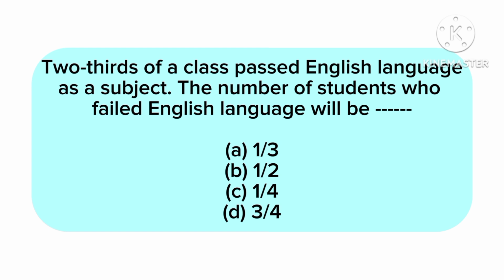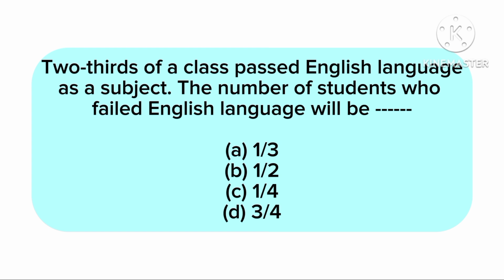If a class is divided into 3 parts and 2 out of the 3 parts passed English language, it means that 1 out of the 3 parts failed English language. Okay, so option A, 1/3 is the correct answer. Option B, half. C, 1/4. Option D, 3/4. All of them are wrong. The correct answer is option A, 1/3.